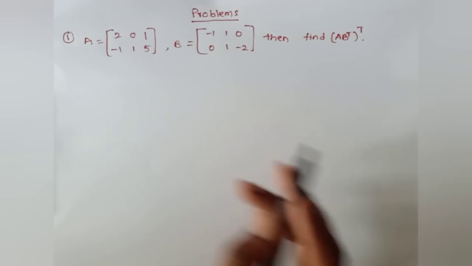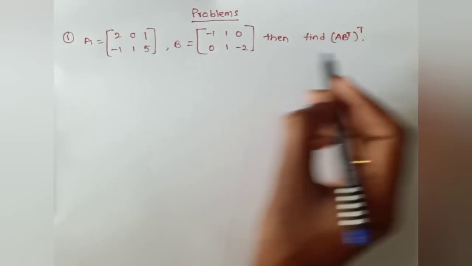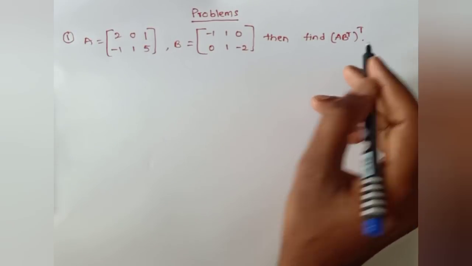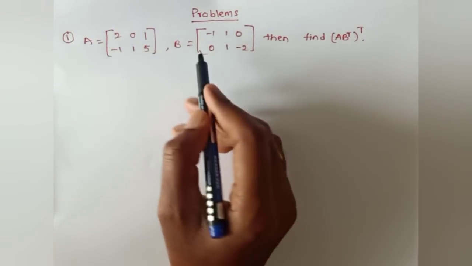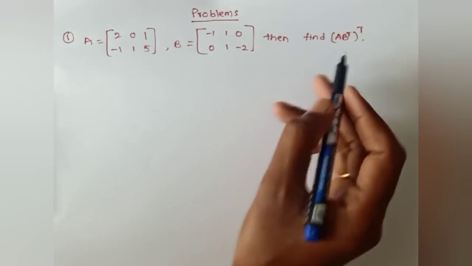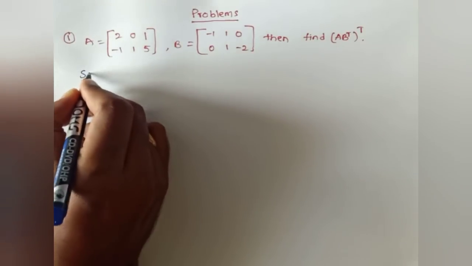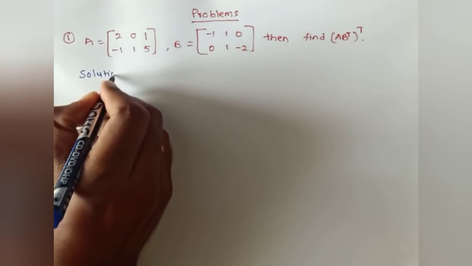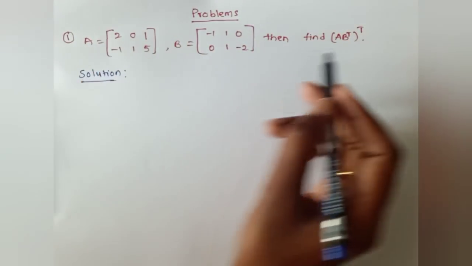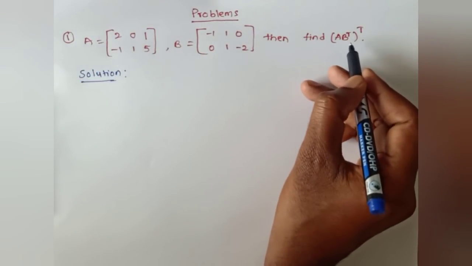Okay, got the information. So this A and B are given, so you need to find (AB transpose) whole transpose. Before that, you need to check whether the matrix multiplication is possible or not. So first find out B transpose. No need to find the A transpose, right? Because A into B transpose is enough.